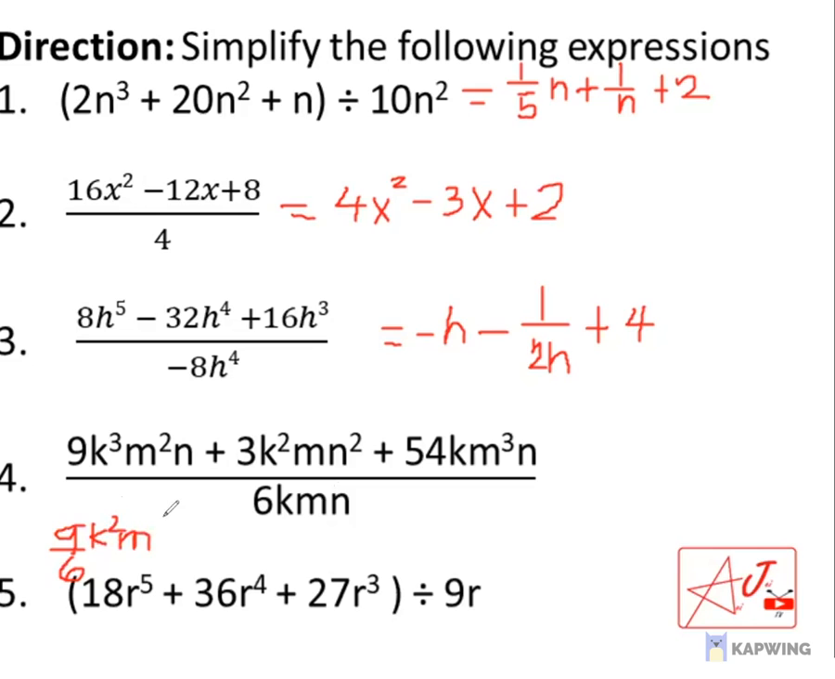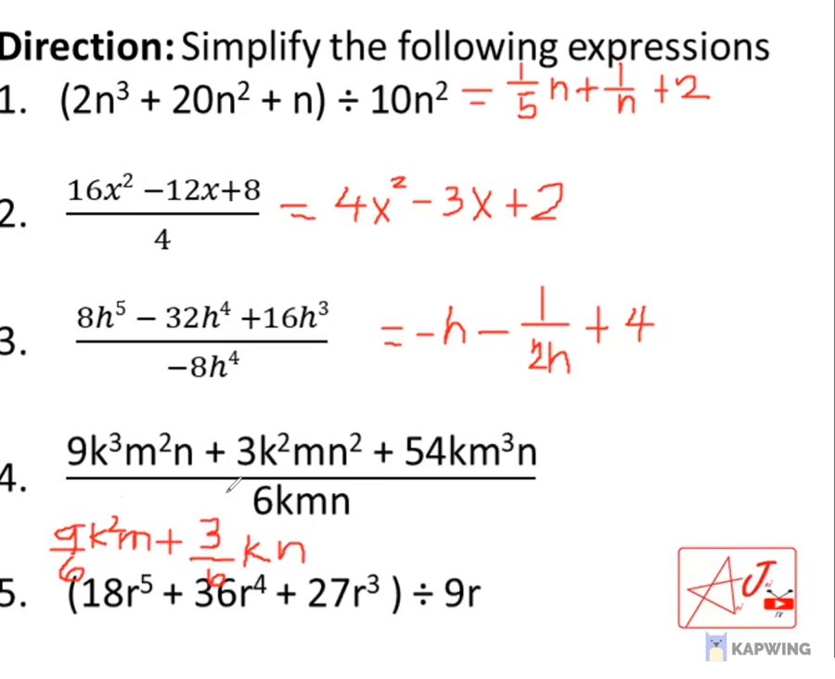Next, positive divided by positive is positive pa rin. So, 3 divided by 6, hindi pa rin natin pwedeng i-divide. Sulat muna natin as fraction. 3 over 6. And then, 2 minus 1 is 1, kaya k. Yung m, 1 minus 1 ay 0, kaya hindi na natin isulat. Yung n, 2 minus 1 ay 1, so n.